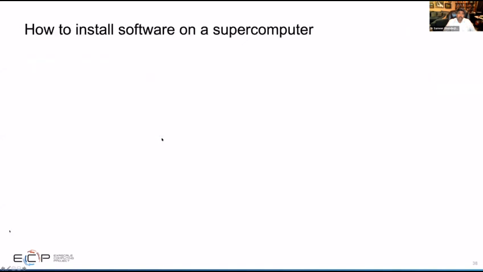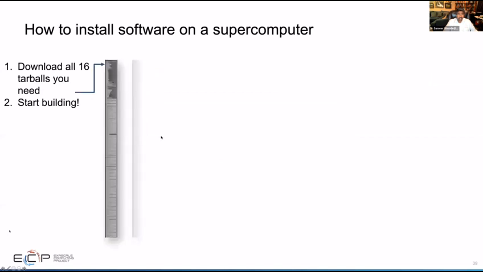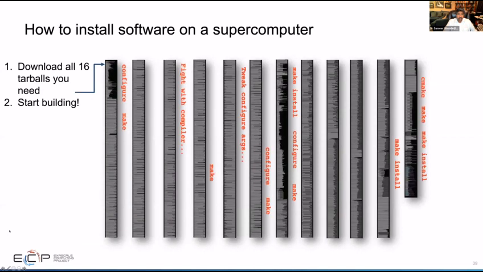So how do we install software on a supercomputer? First, you download all the 16 tarballs, you start building, you then configure each package, you fight with the compiler, you make, you tweak configuration args, you configure, make, make install, and when it's all done, you get a binary.